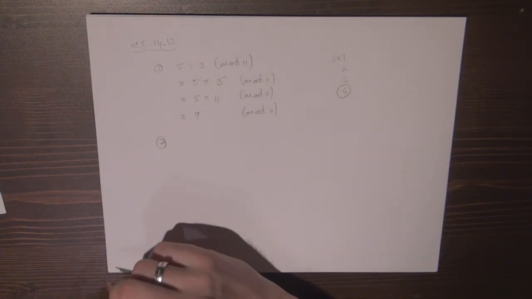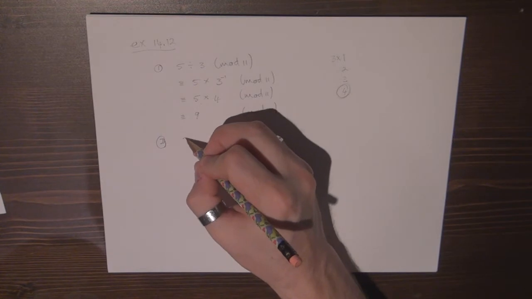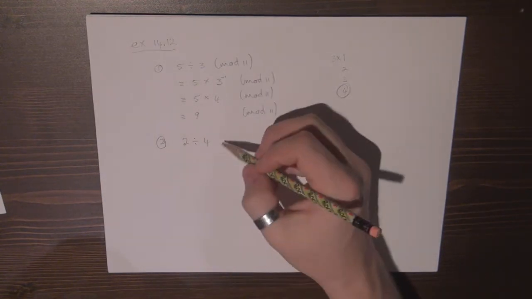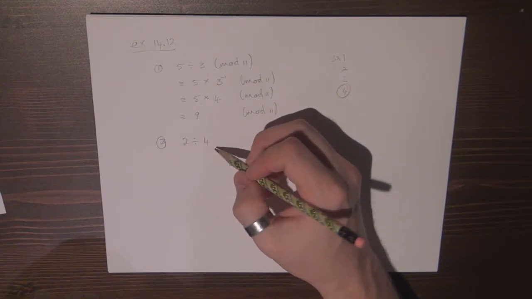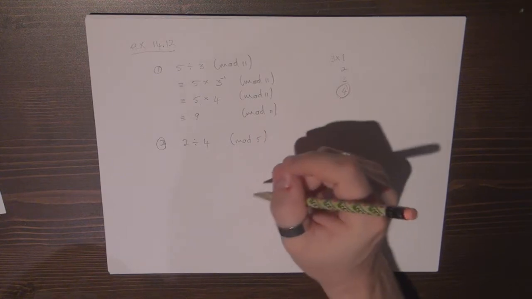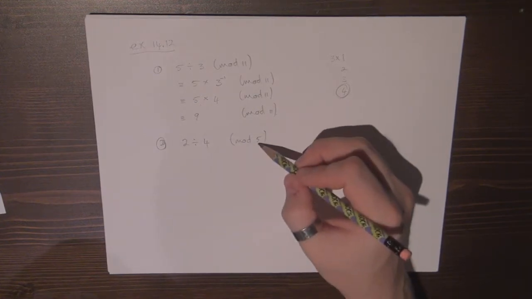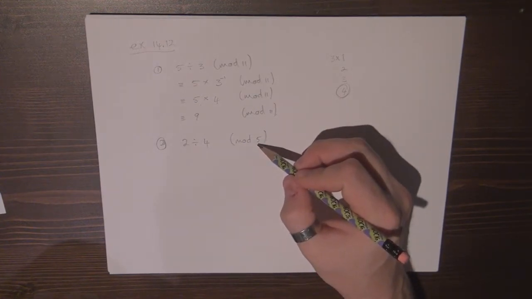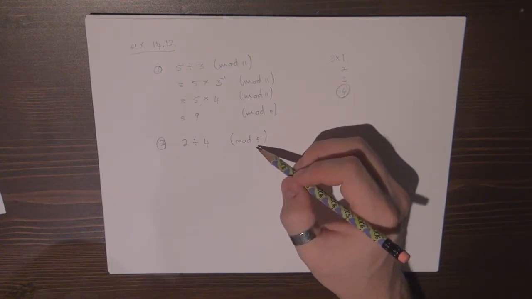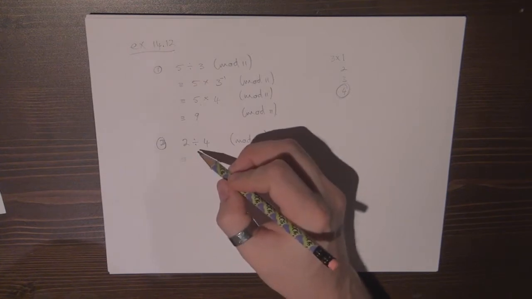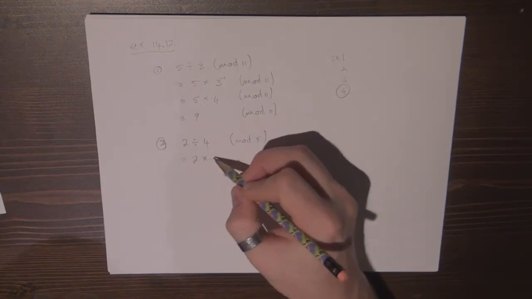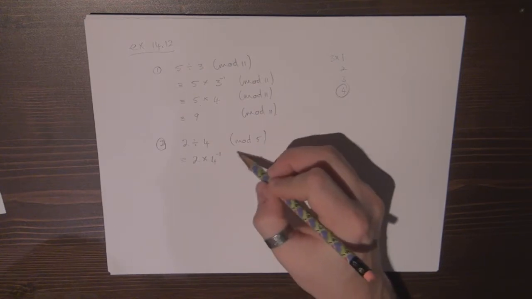Number 2, 2 divided by 4. You might be tempted to say, oh, but it's a half. No, there are no fractions on the mod 5 circle. My answer is going to be a number 0 to 4. Those are the only numbers available. So I rewrite this to multiplication. Division by a number is the same as multiplication by its multiplicative inverse.